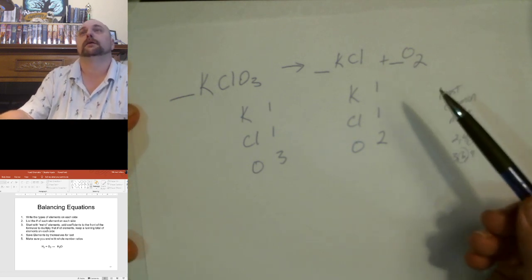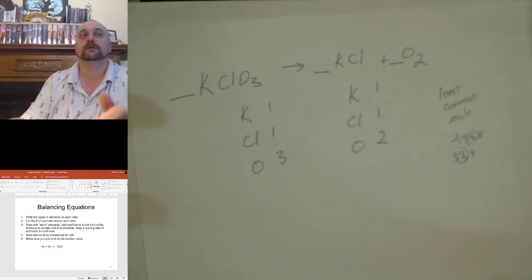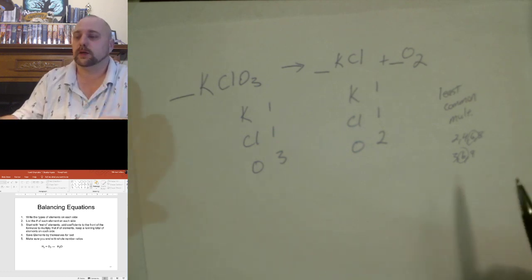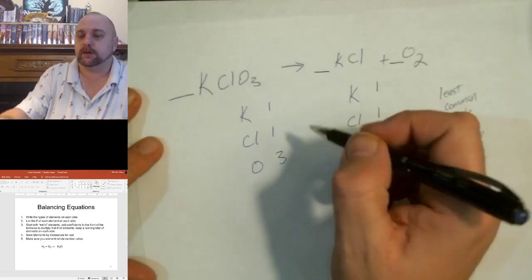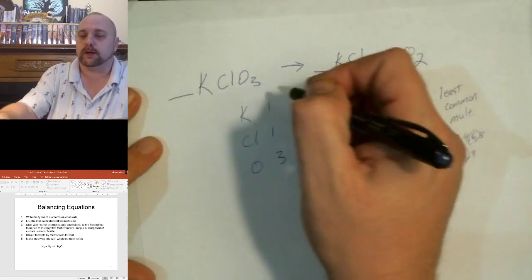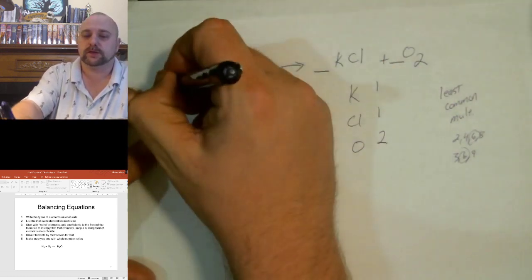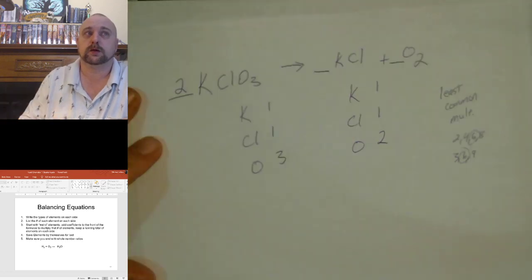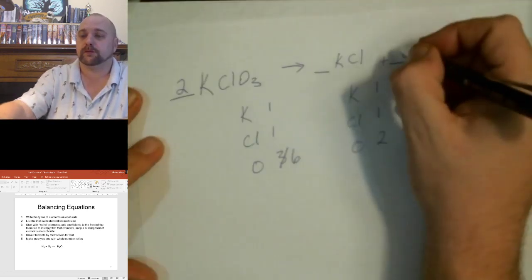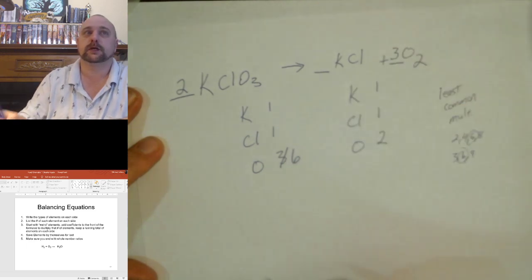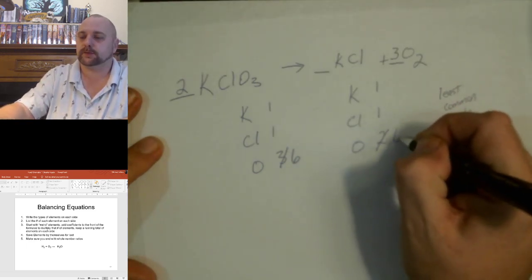So I've got Twinkies that come in packs of 2, and I got to feed 3 people. We need to buy 6 Twinkies. Alright? So I want 6 oxygens on this side. I'll put a 2 so that this becomes a 6. And over here, I'm going to put a 3 so that this becomes a 6.